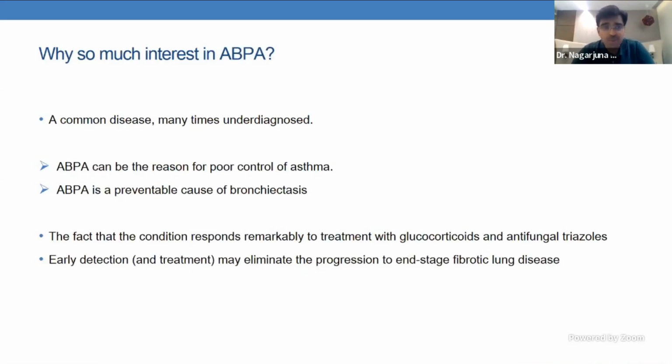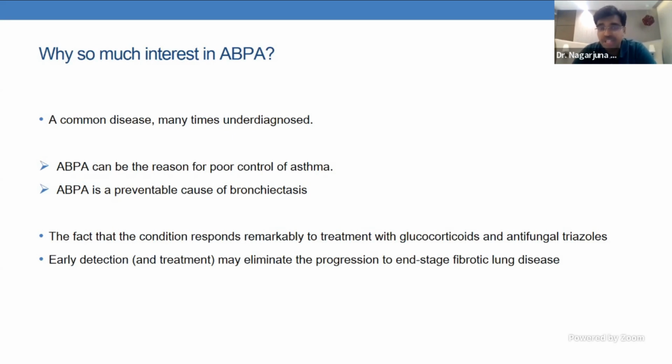For three facts. One is that it can be the cause for the poor control of asthma. In fact, in all patients with uncontrolled asthma, we should make it a point that we have to screen for ABPA. Second important reason, as has been beautifully shown in the previous case, is that it is a preventable cause of bronchiectasis. So if you can identify and treat it appropriately, you can prevent end-stage bronchiectasis. Three is that it is a common disease, though it is still underdiagnosed.